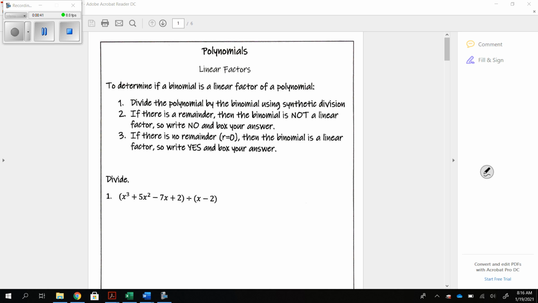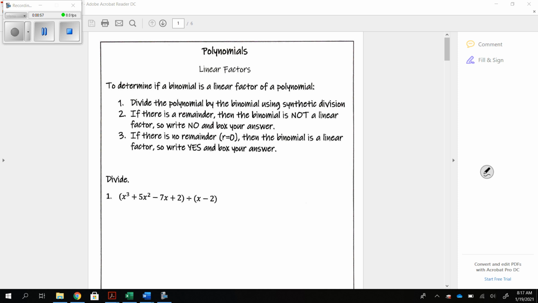So we divide using synthetic division. Then after that, once we divide, we get the answer. During the answer, if there's a remainder, which we know how to determine, then the binomial is not a linear factor. So we write no and box our answer. That's our answer. When we do this, the answer is going to be yes or no.